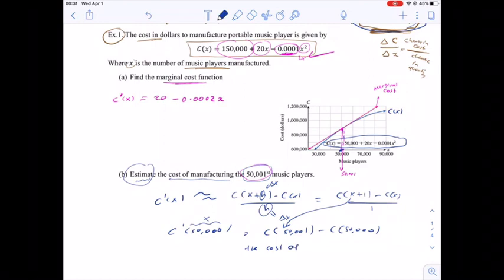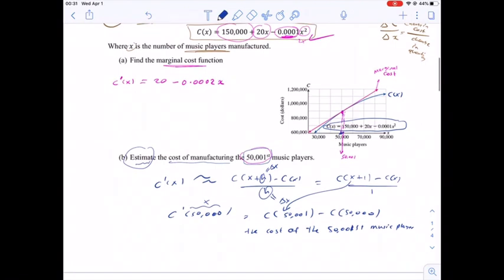This represents the cost of the 50,001st music player. So the derivative here can be approximated as 9.9998, or we just find the derivative at, okay, so this should give us $10.